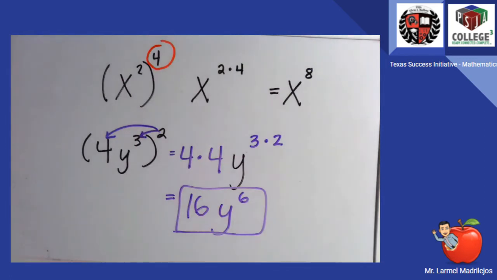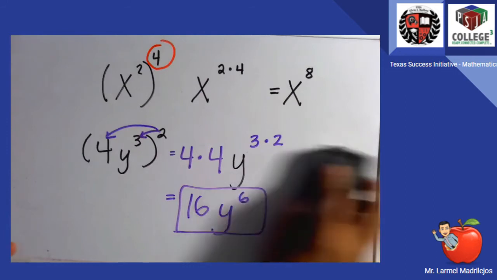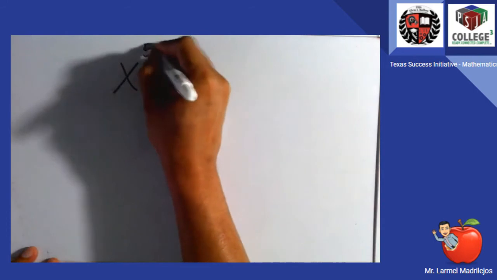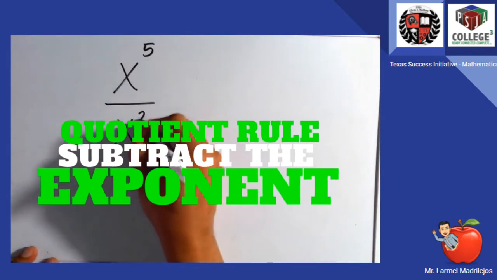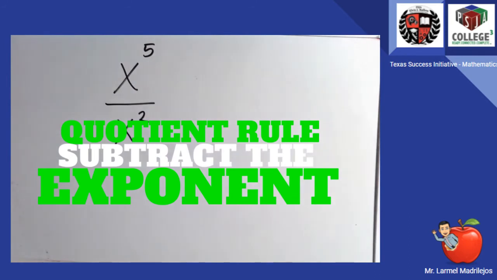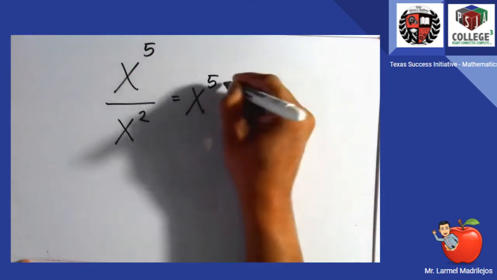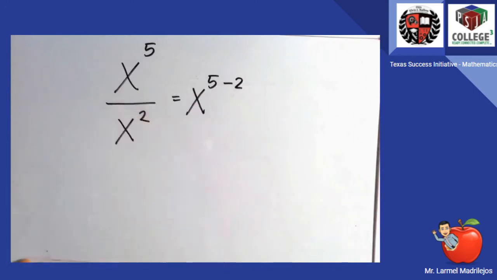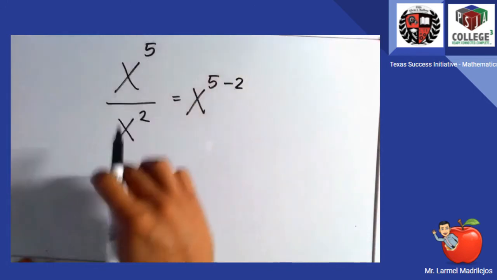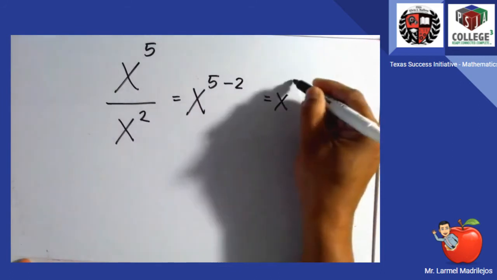Next rule, quotient rule. In the quotient rule, we subtract the exponents. Okay, let's try. If you have x raised to 5 divided by x raised to 2, in the quotient rule we subtract the exponents. In the product rule, we add the exponents. Again, quotient rule, it's going to be 5 minus 2. The answer for x raised to 5 divided by x raised to 2 is going to be x raised to 3.